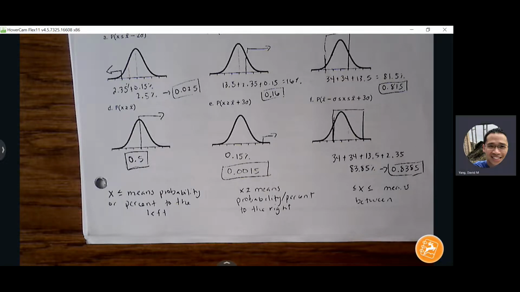So again, less than means you're going to add up all the percentages to the left of that dividing line. Greater than means you're going to add up all the percentages to the right of that dividing line. If you see two inequalities, that means you're going to be adding all the percentages between the 2 dividing lines.